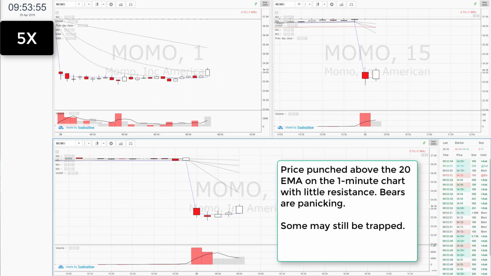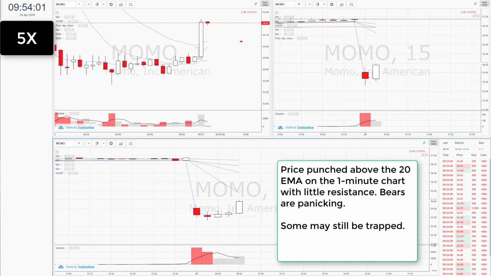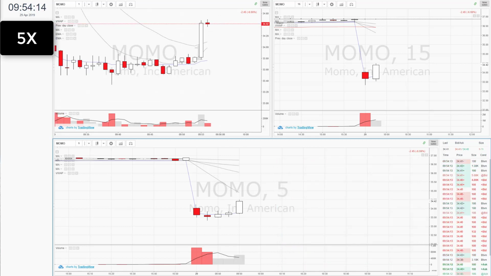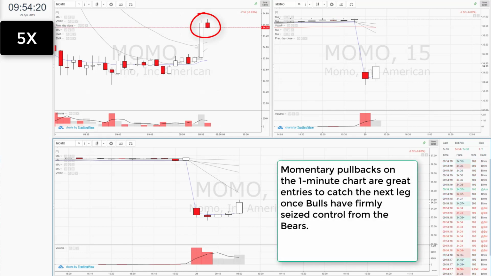Price punched above the 20 EMA on the 1-minute chart with little resistance. Bears are panicking. Some may still be trapped. Momentary pullbacks on the 1-minute chart are great entries to catch the next leg once bulls have confirmed that they are in control.